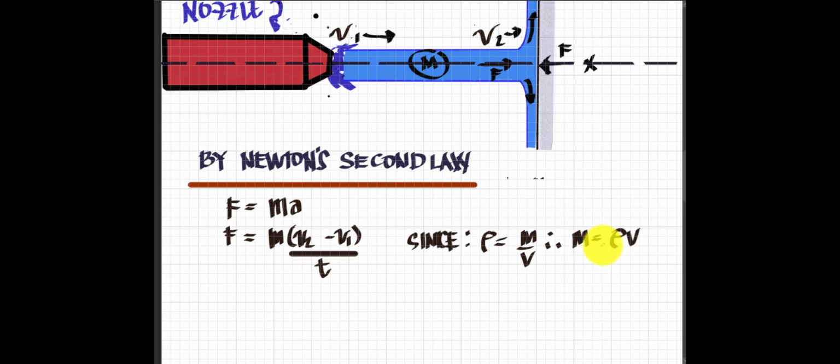Okay, so let's substitute this into the equation. We have your force now equal to, in terms of mass, density times your volume. Usually, if we are going to use mass flow rate, this will also become a volume flow rate. So this is now your volume flow rate and this is your mass flow rate. Substituting in our equation, we have velocity 2 minus your velocity 1, then divided by your time.